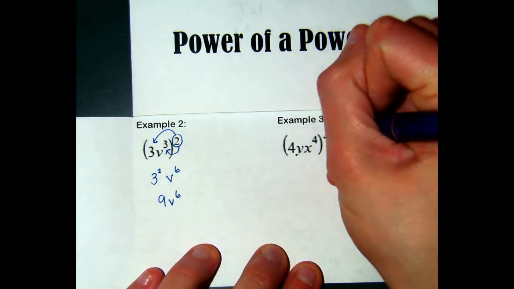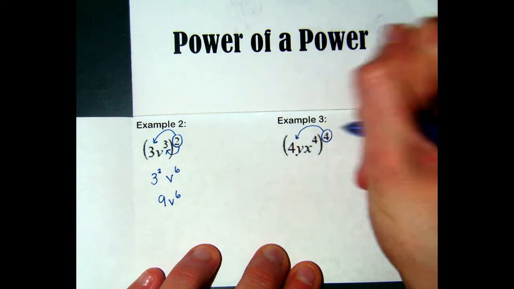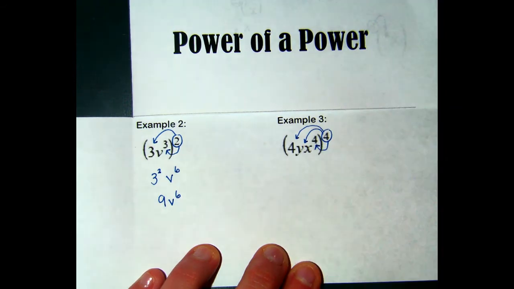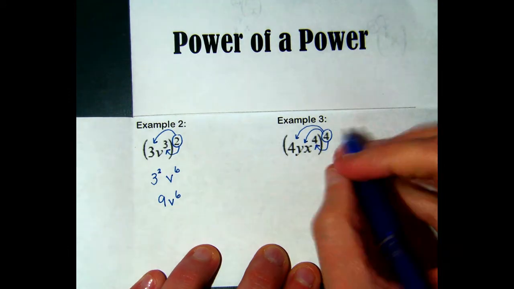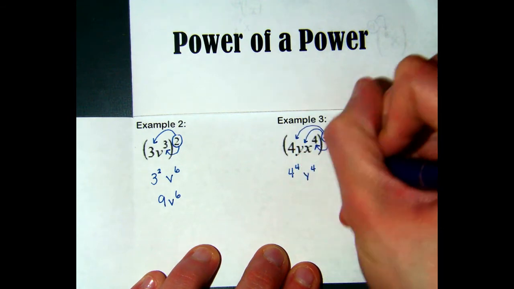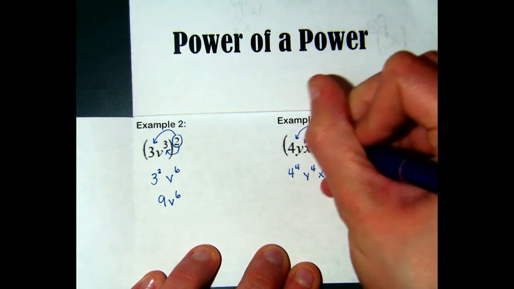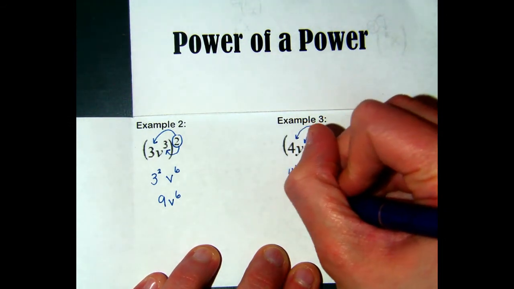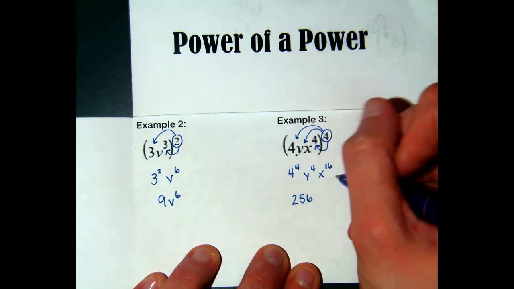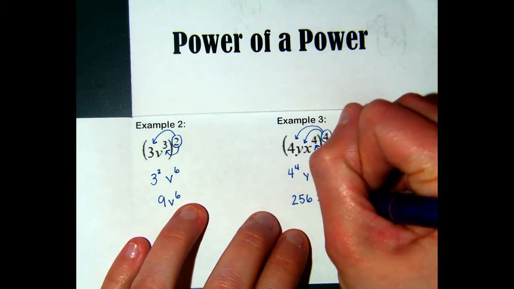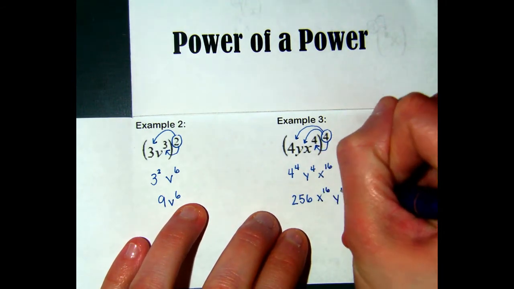Example 3. 4 to the 4th, to y, to the x. There are 3 bases, so you need to raise the exponent to all 3. 4 to the 4th, y to the 4th, x to the 16th, 4 times 4. 4 to the 4th power is 256, as we saw in example 1. Just to put this, like I said, we haven't talked about standard form yet. We will soon. But let's put it in alphabetical order. So x to the 16th, y to the 4th.